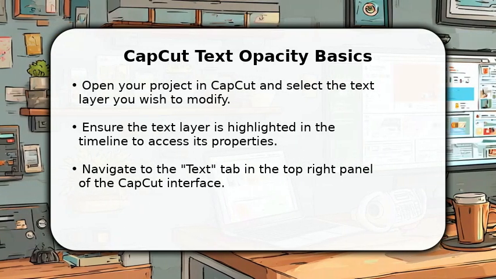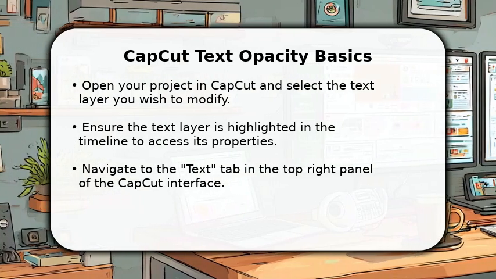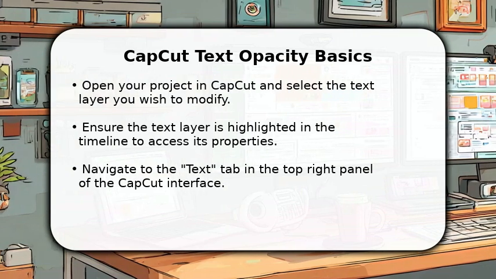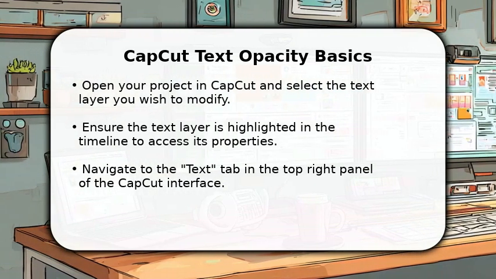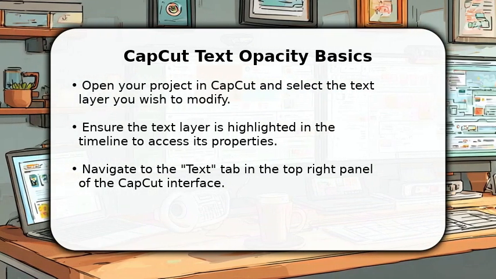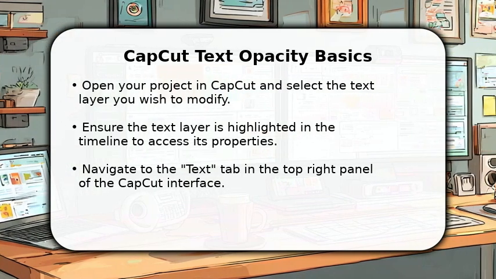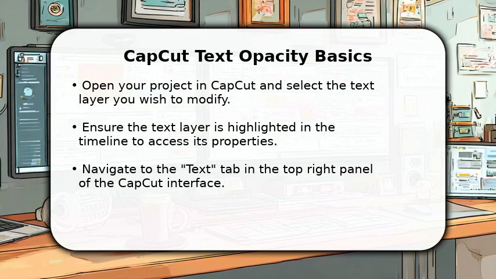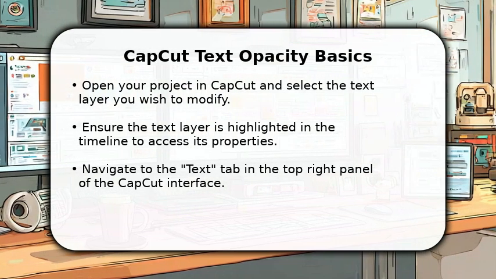In this video, I will explain how to reduce the opacity of text in CapCut. First, open your CapCut project and locate the specific text layer you want to adjust. Make sure this text layer is selected in your timeline. You'll see it highlighted. Once selected, direct your attention to the top right panel of the CapCut interface.